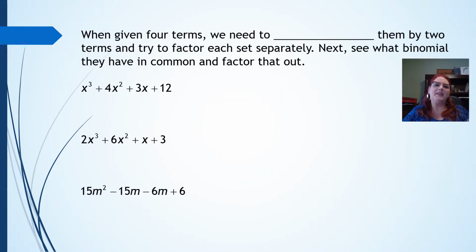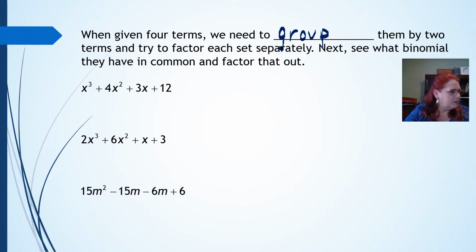So far we've been given them where the binomial's already been grouped up, and we just have to identify it and factor it out. But when we're given 4 terms, we need to do the grouping ourselves. And we're going to group them by 2 terms and then factor each set separately. So that is going to show us if they have a binomial in common that we can factor out.